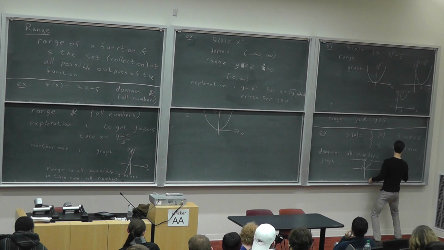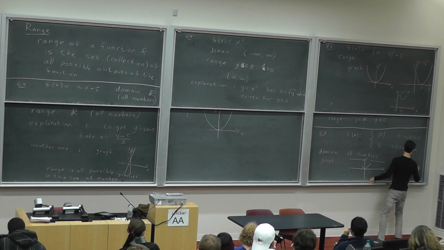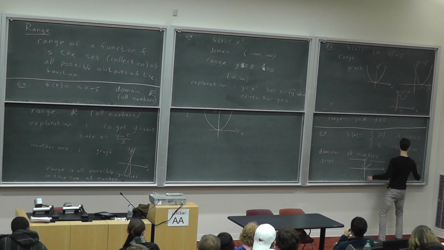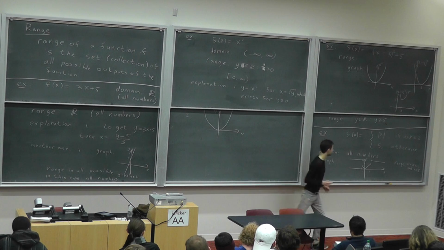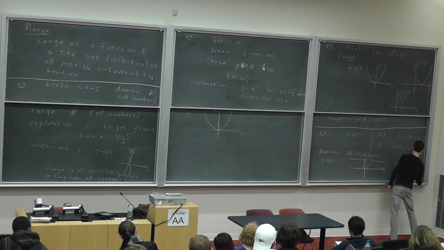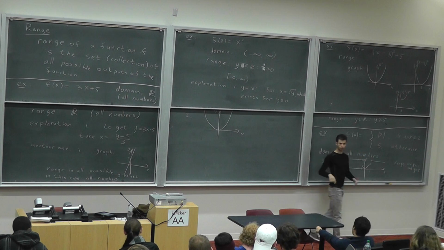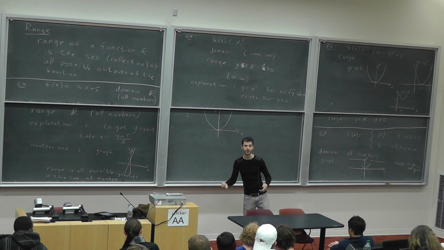So the range would be y between 0 and 2, and y is equal to 5. Is it x or y? Oh, sorry, y, yes. So all y values between 0 and 2, and also the y value 5.